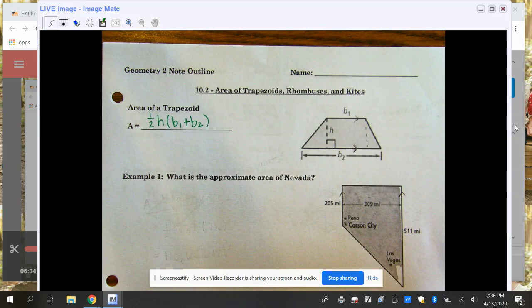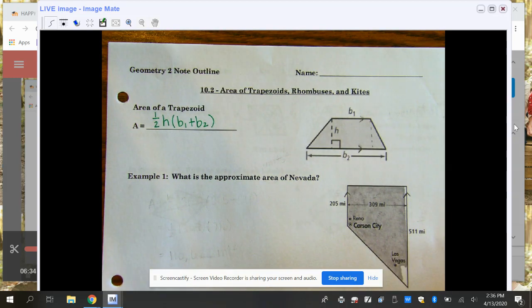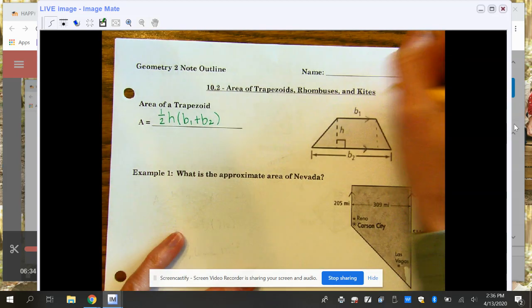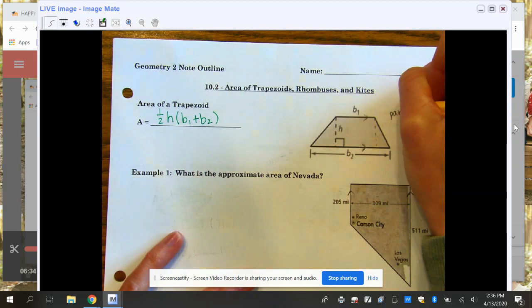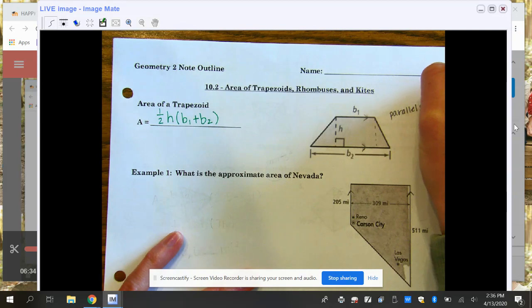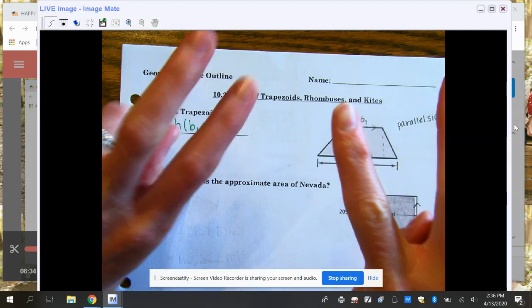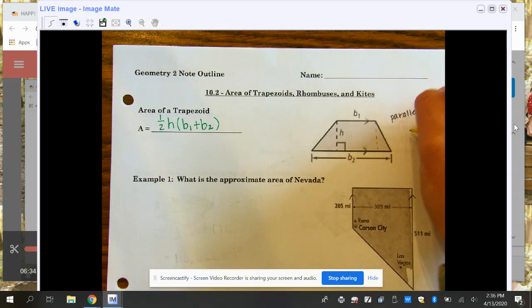All right, so a couple things you need to remember about trapezoids first is that a trapezoid is a quadrilateral with exactly one pair of parallel sides. So the parallel sides are always your bases, regardless of how the trapezoid is sitting.